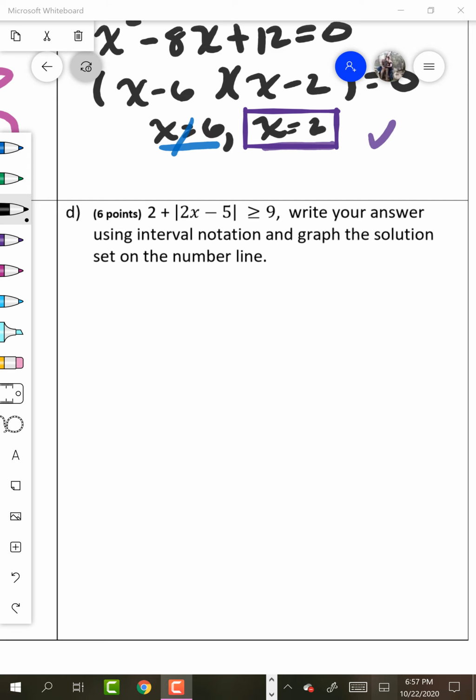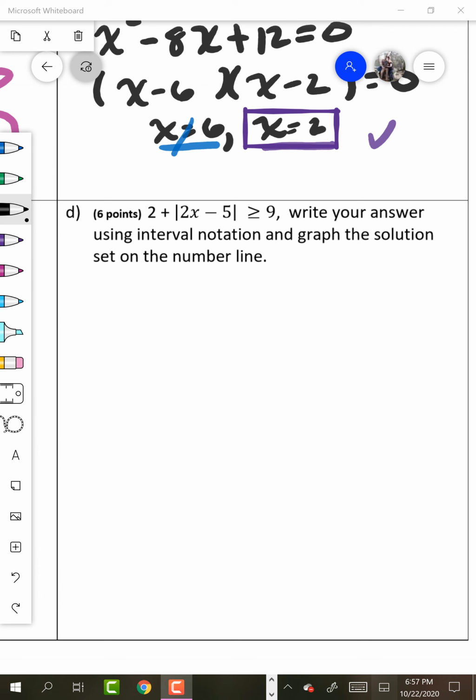Okay, so part D is 2 plus the absolute value of the quantity 2x minus 5, and the absolute value is greater than or equal to 9. We want to write our answer using interval notation and graph the solution set on the number line. When we're solving inequalities that have absolute values in them, we want to isolate the absolute value. So we want to subtract 2 on both sides.